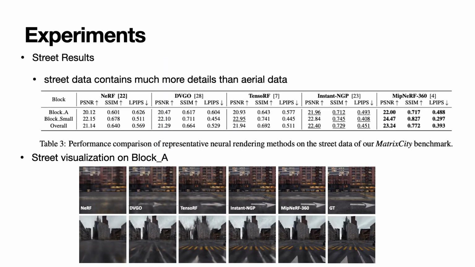For street data, we first run all the baselines on the street data of block A and find that all the methods perform much worse than on the aerial data, especially the grid-based methods, which can be seen from Table 3. We analyze that street data contains much more details, so it's harder to achieve high-quality results on street data.